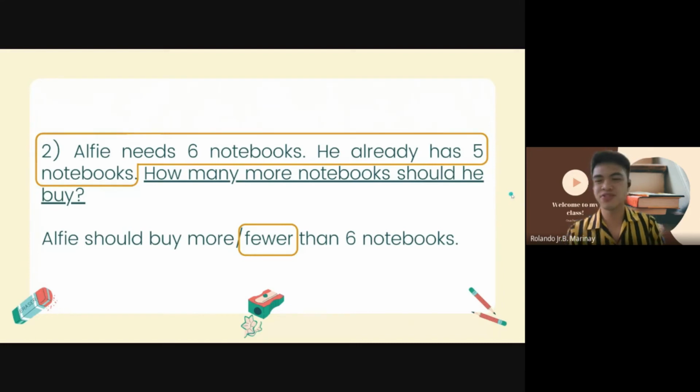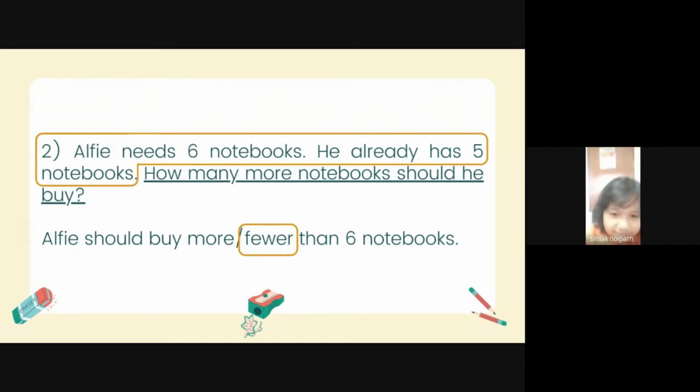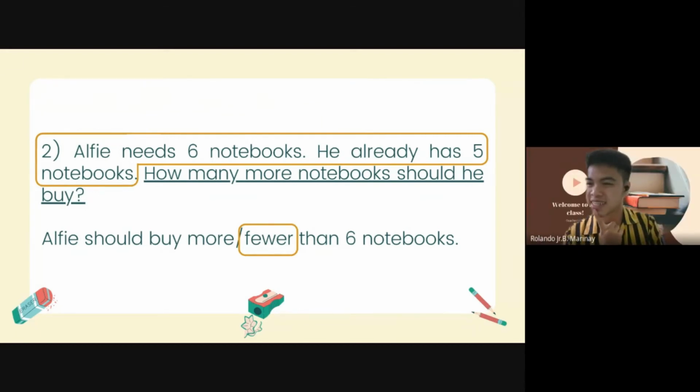Now let's move on to number 3. Is everybody finished? Yes. Wow, very good. I think everybody's finished. Some of you, I cannot see you on screen, so please turn on your camera. So if you're finished, I will know.